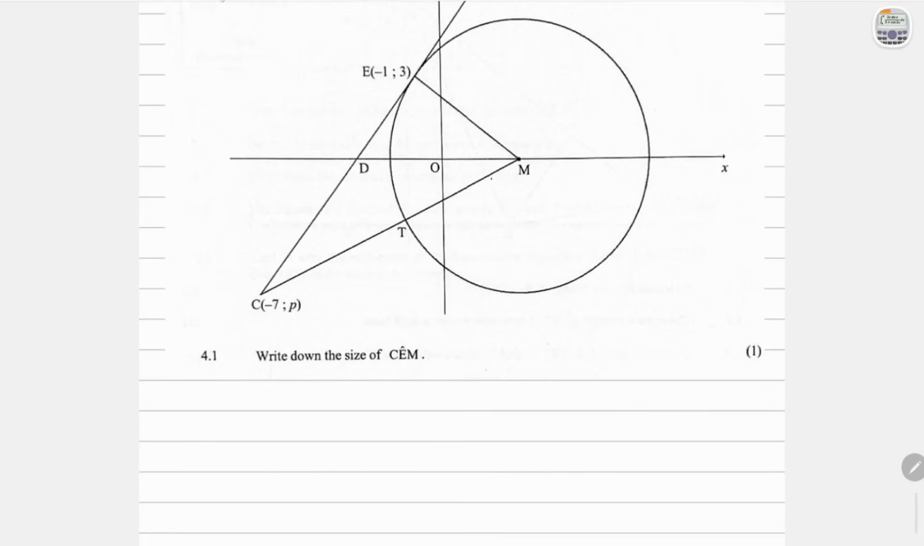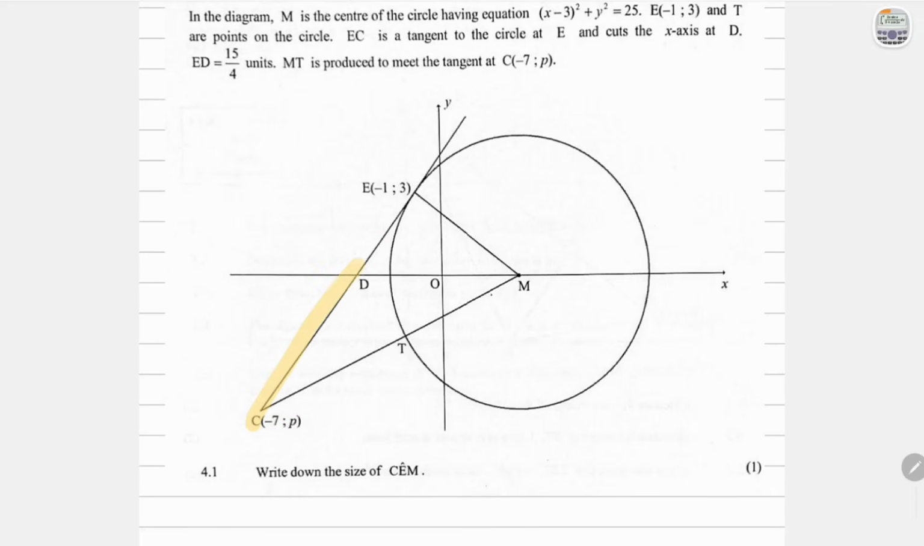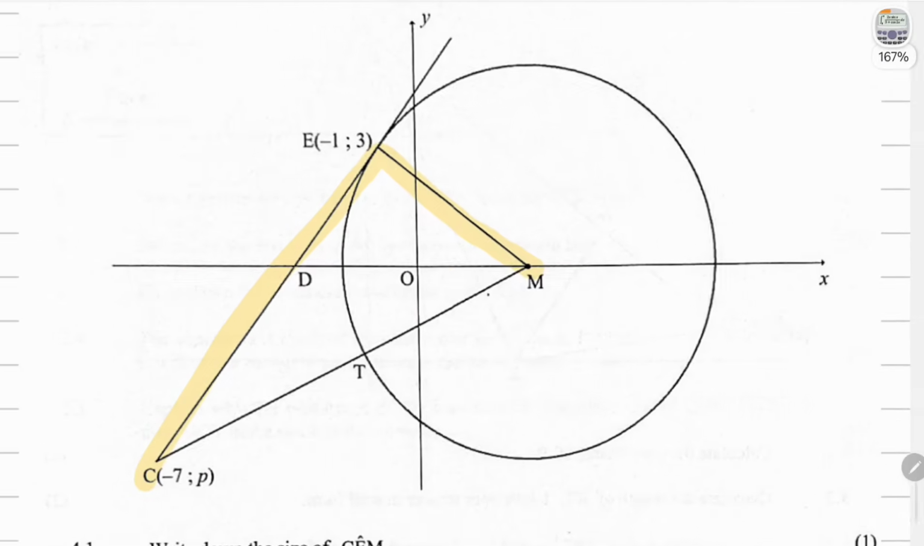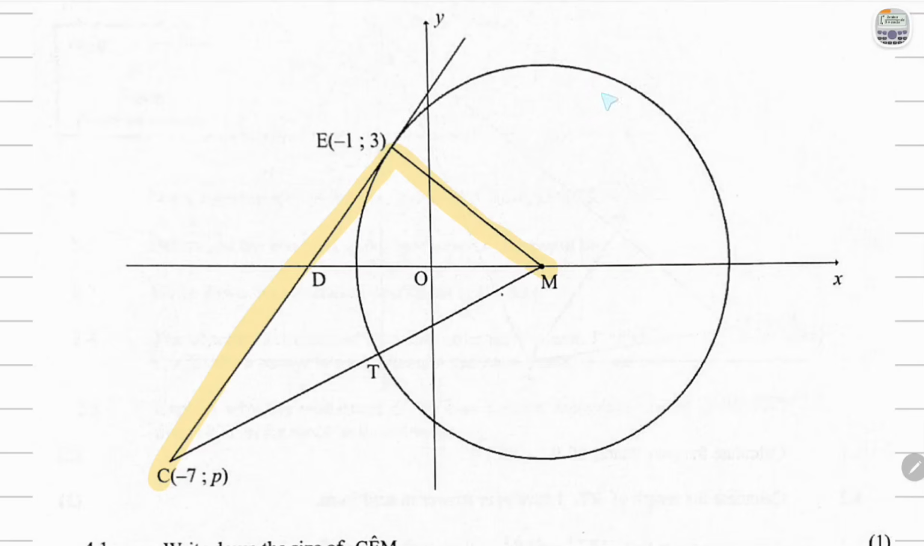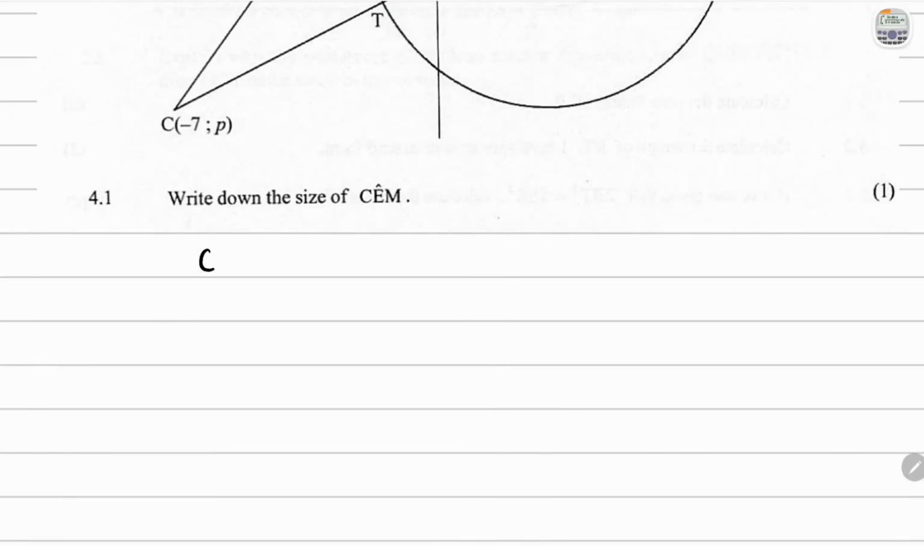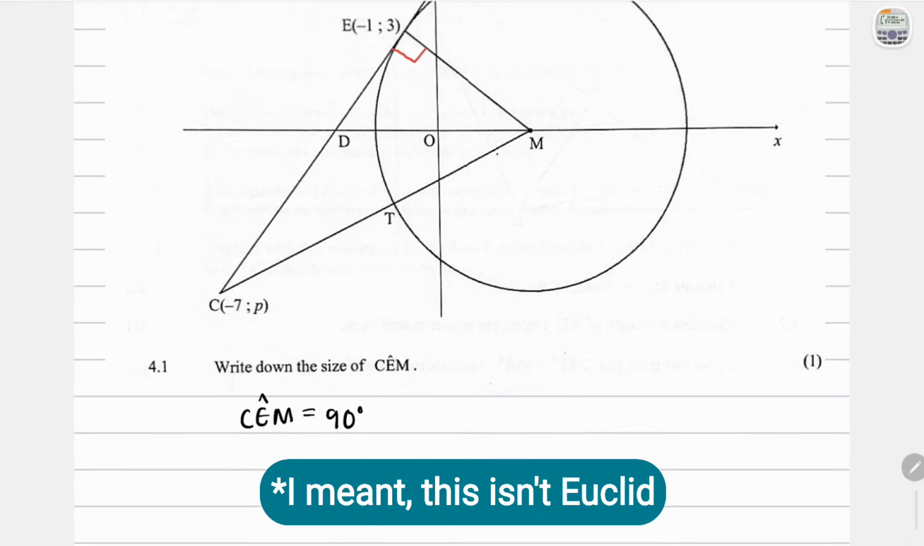Okay, and the first question is, write down the size of CEM. Okay, you can already see what they're doing there. Let's just highlight this so we don't forget. ED is that. So with CEM, do you see that this is the tangent, this is the circle, the tangent, and the radius of that circle? They will always be perpendicular at the point of contact. So we can already see that the size of CEM with no reason needed is 90 degrees. This is Euclid. They didn't ask for reasons. They don't say with reasons. So that is that answer.